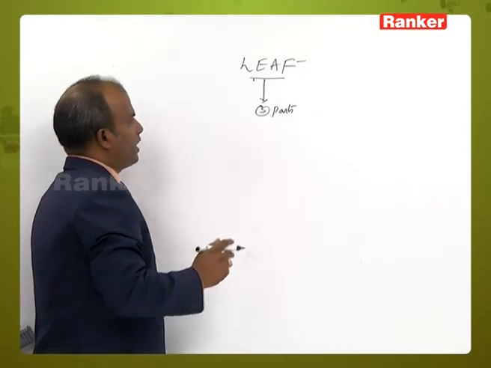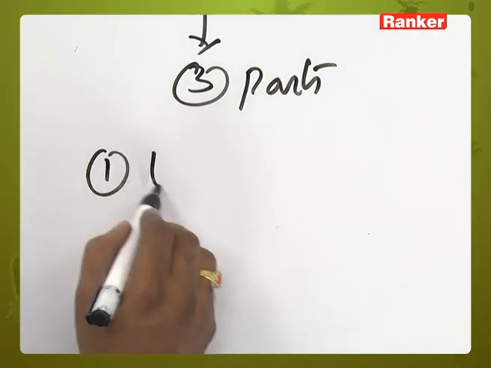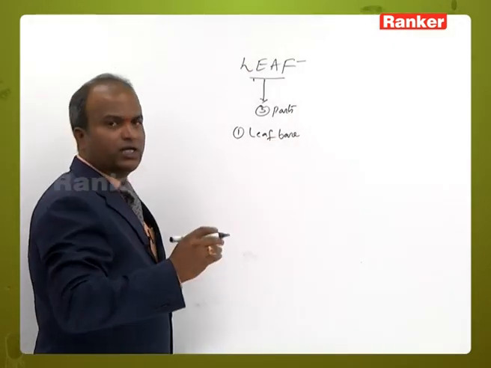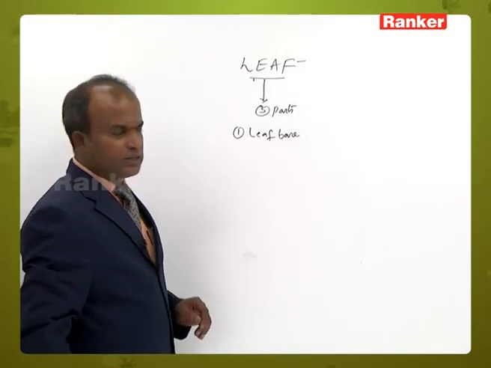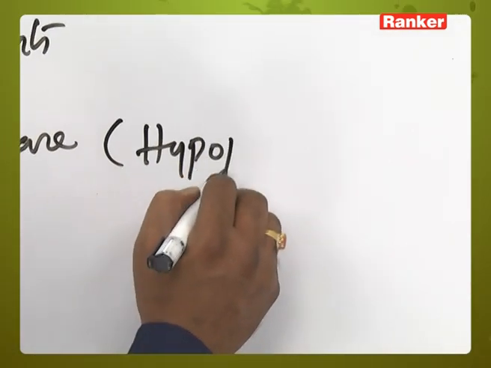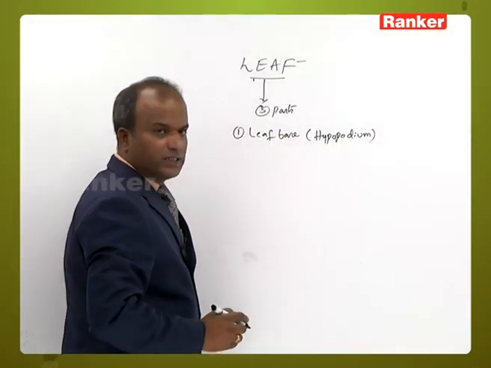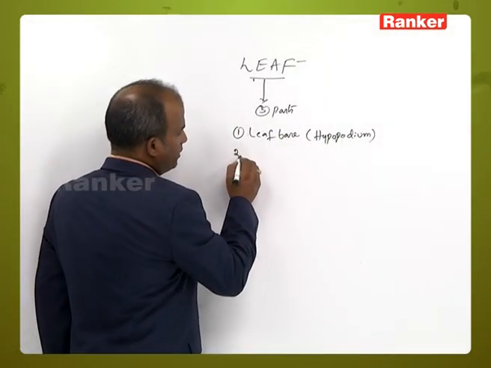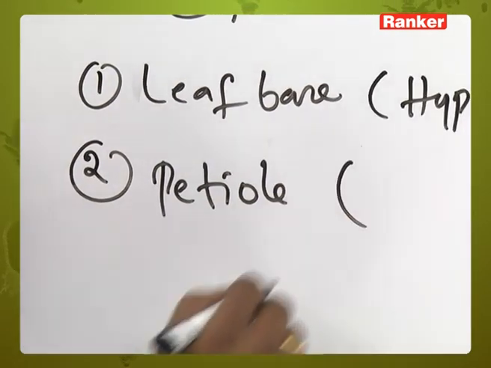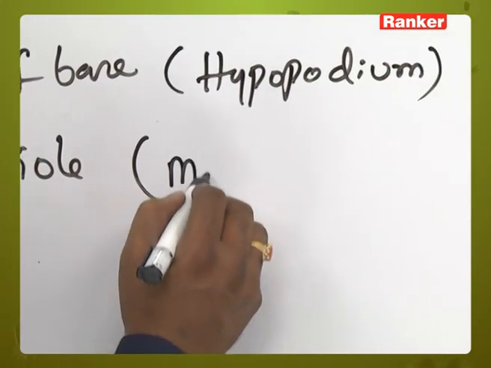Of that, the first part is the leaf base. Can you tell me the other name for the leaf base? That is hypopodium. And the second part of the leaf is the petiole. What is the other name of the petiole? That is mesopodium.